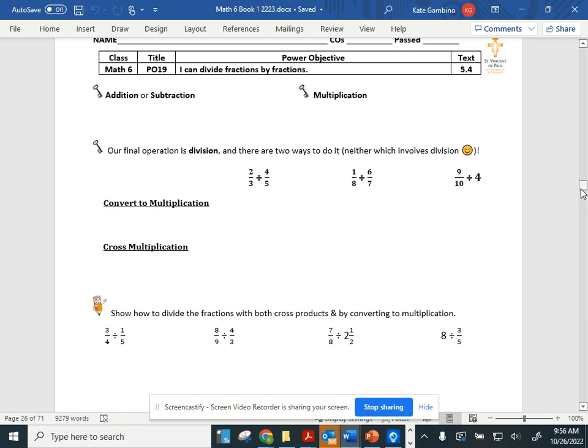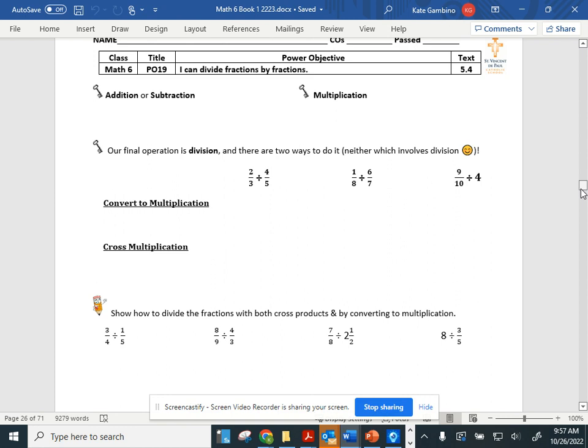Today we are doing PO19. It's another power objective. I can divide fractions by fractions. We worked on adding and subtracting those fractions. We just multiplied fractions. Now we are dividing our fractions. This is our last objective in Unit 2. So we're wrapping up, making sure we're ready for our unit test. So we really need to understand how we're working with these fractions.